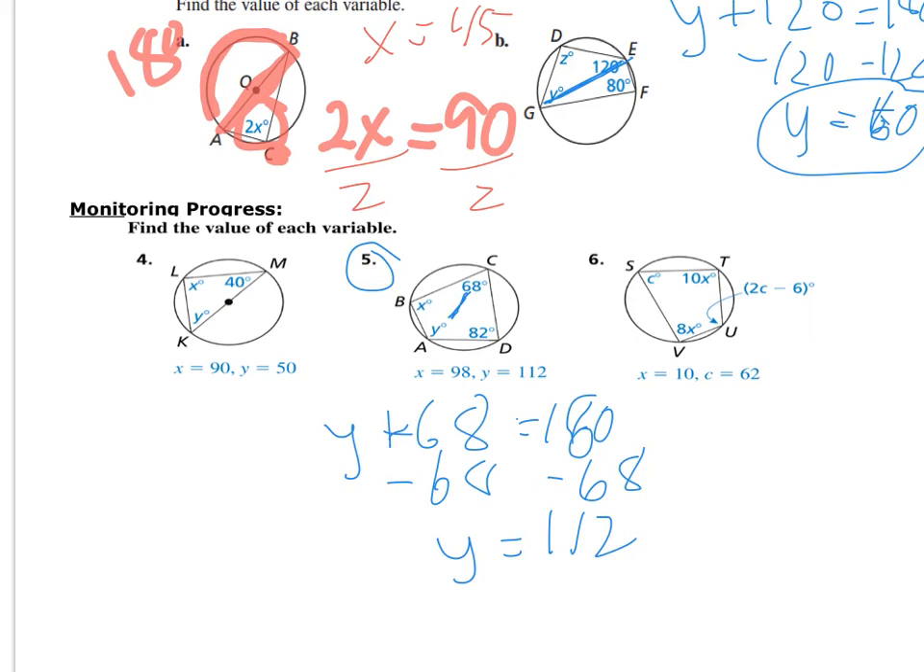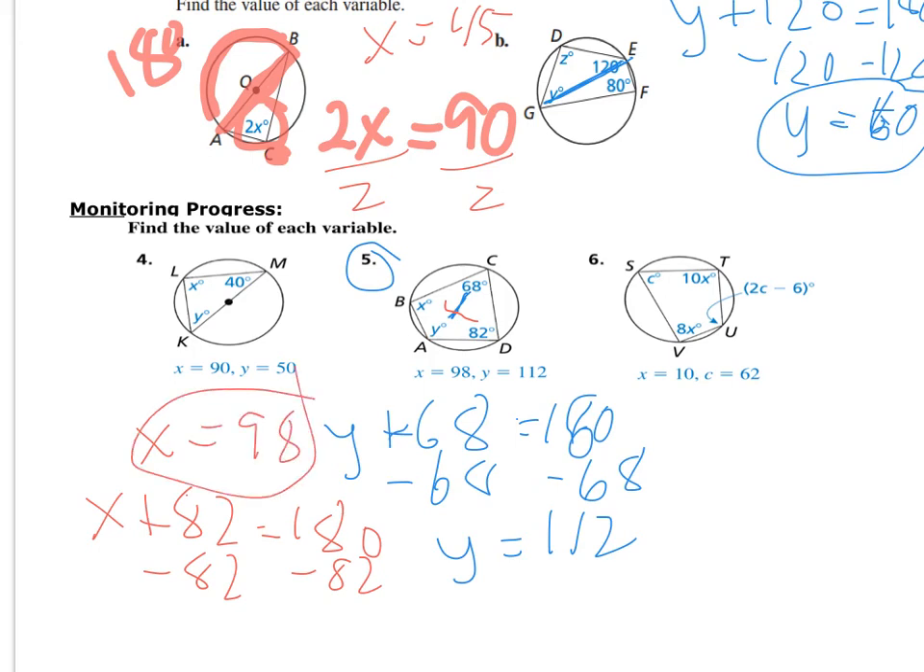Now I'm going to find x, and it's the same thing. x and 82 are opposite angles, so x plus 82 equals 180. Why? Because they're supplementary. Subtract 82, and you get that x equals 98. So that is number 5.